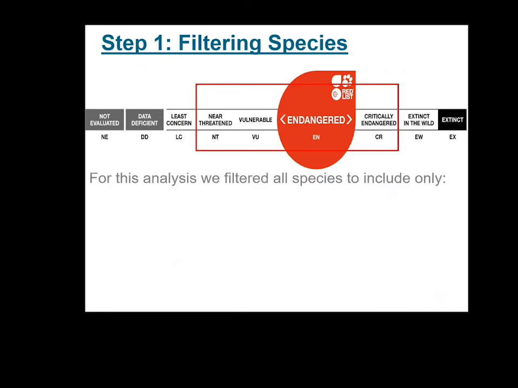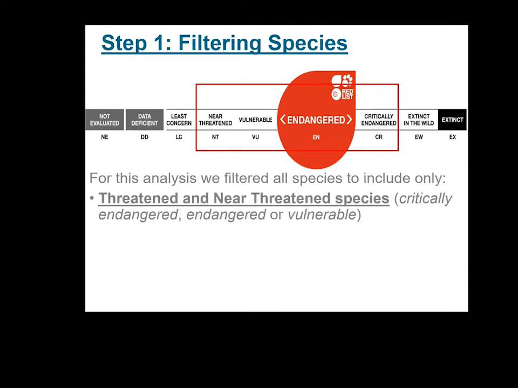For this analysis, we filtered all species to include only those which are assessed as threatened, which means they are critically endangered, endangered or vulnerable, and also those species which are assessed as near threatened. Near threatened species are the species that, if no conservation efforts are applied, are at risk of becoming threatened. We then filtered those species to find any species where one of the pollution threat categories was also included as being a reason for the increased risk of extinction for that species.